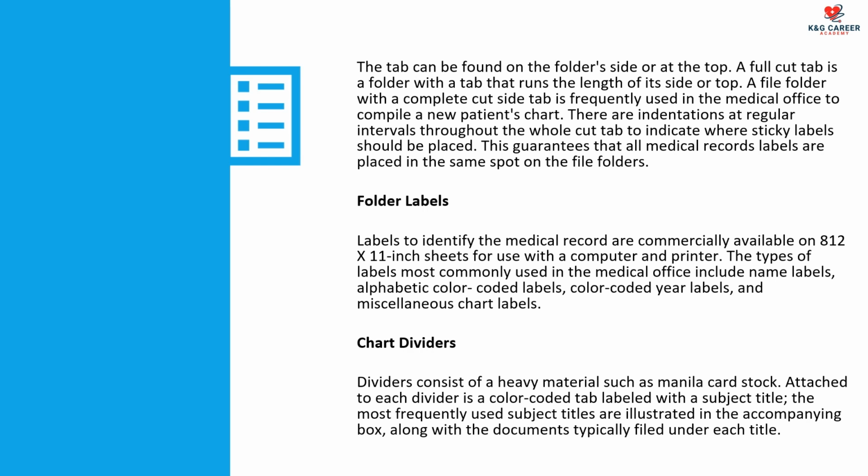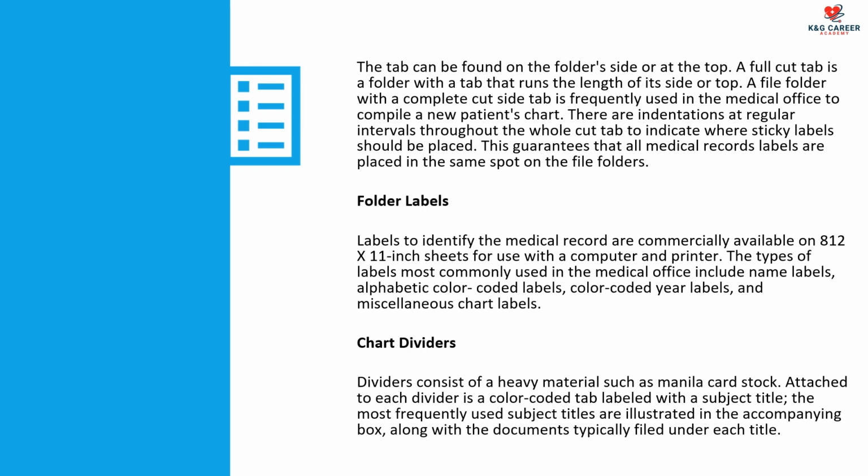Folder labels. Labels to identify the medical record are commercially available on 8 1/2 x 11-inch sheets for use with a computer and printer. The types of labels most commonly used in the medical office include name labels, alphabetic color-coded labels, color-coded year labels, and miscellaneous chart labels.